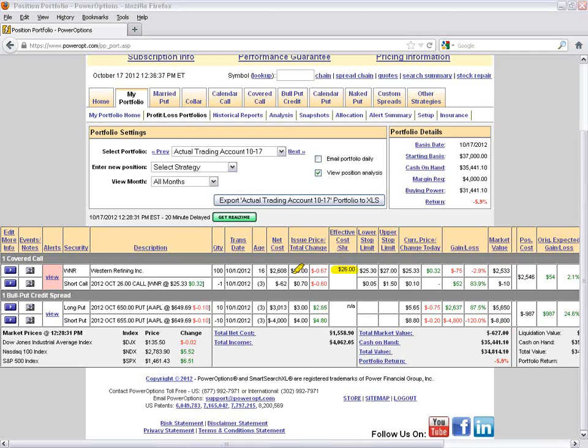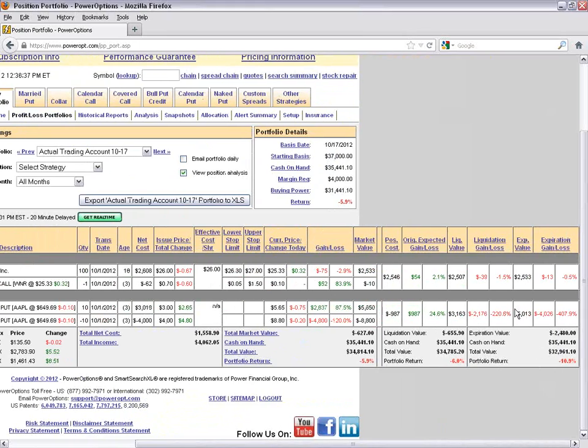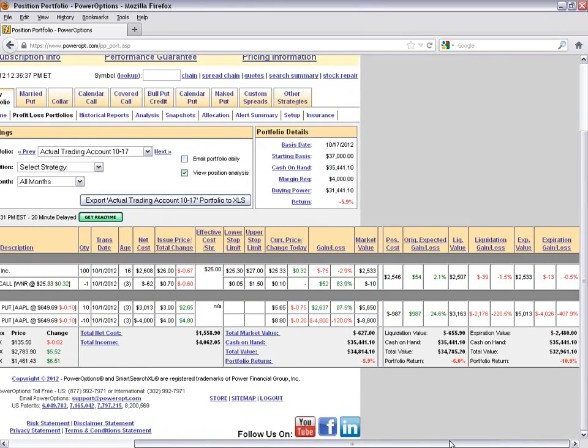But we've got an effective cost per share here for a stock of $26. That was our original purchase price. Just remember that. Okay, so now our alert's been triggered. 3 days to expiration. Stock's fallen. We've got a liquidation loss right now on our WNR covered call of 1.5%.